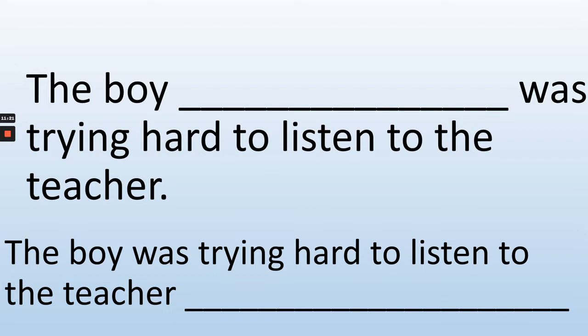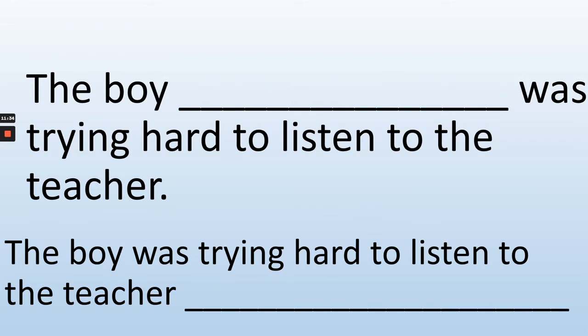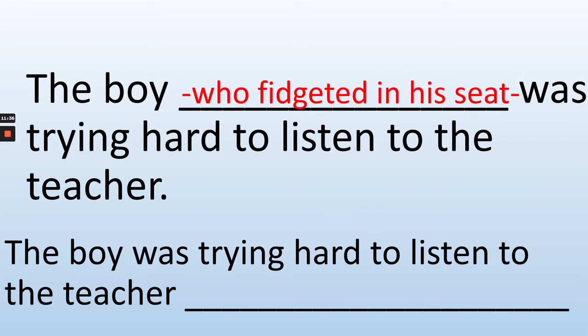The boy was trying hard to listen to the teacher. The boy who fidgeted in his seat. I've added a relative clause with a relative pronoun and used commas to embed it. The boy who fidgeted in his seat. I've added a relative clause, but this time used dashes to add this information. The boy who fidgeted in his seat, and again I've added a relative clause, but used brackets to embed the clause.